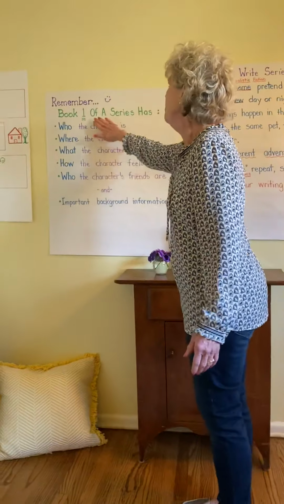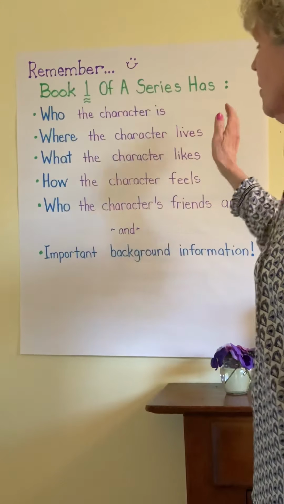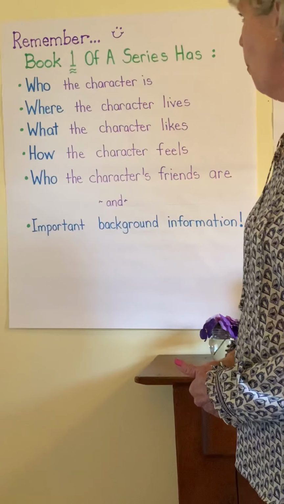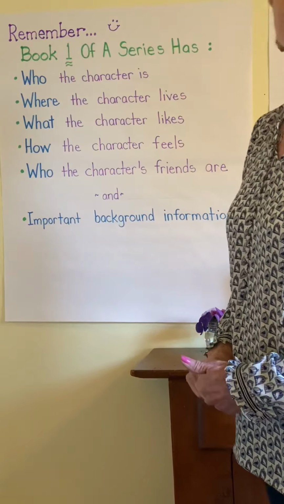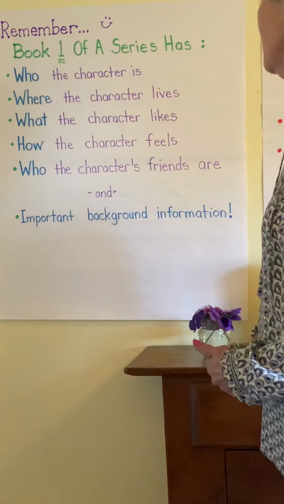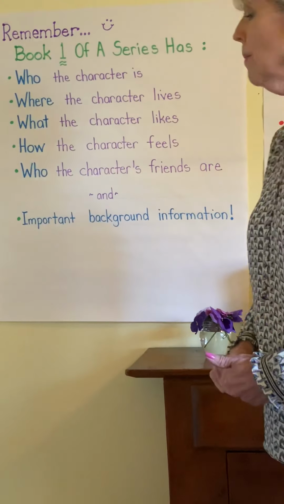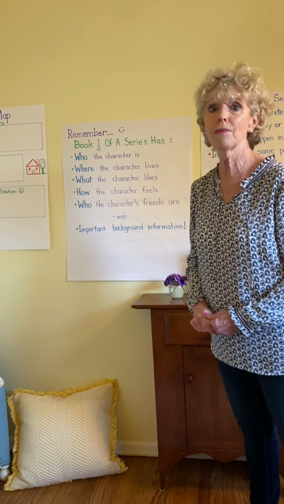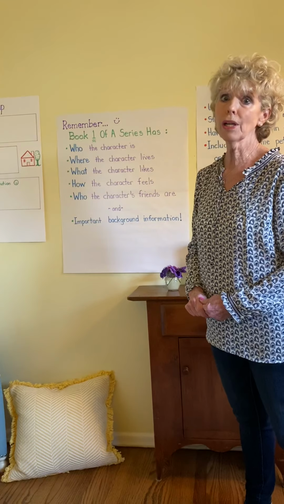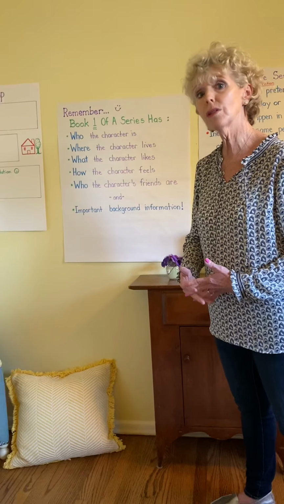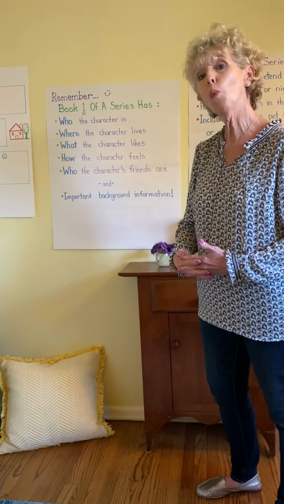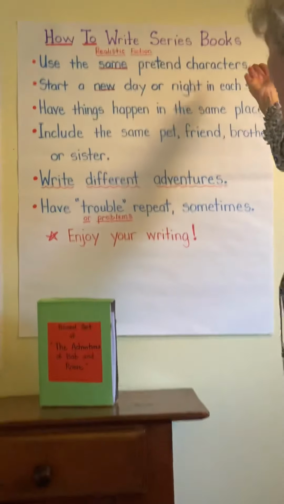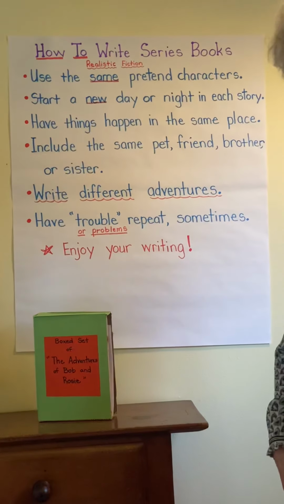Now remember, book 1 of a series has who the character is, where the character lives, what the character likes, how the character feels, who the character's friends are, and any important background information. You want your character to come alive to the reader. The very first book story in a series is super important because it makes the reader want to come back for more.